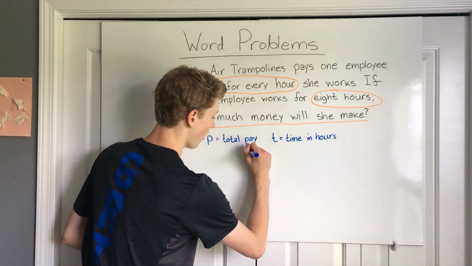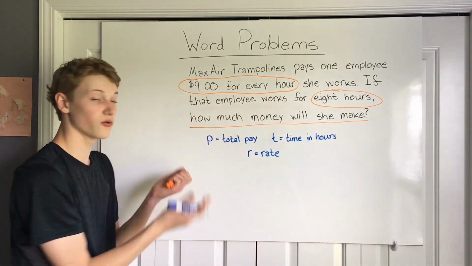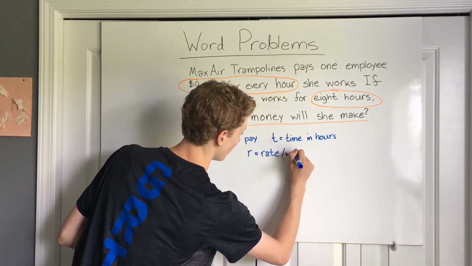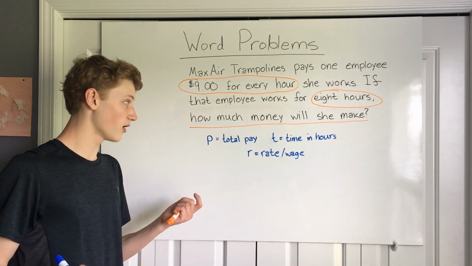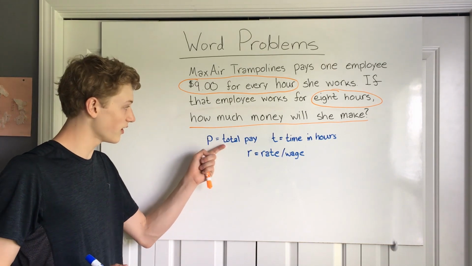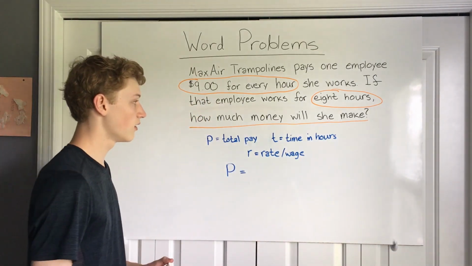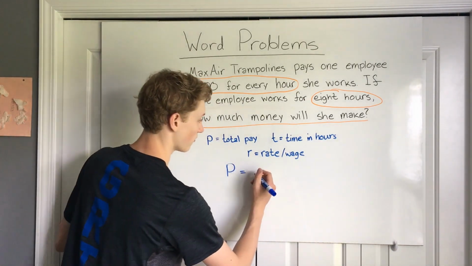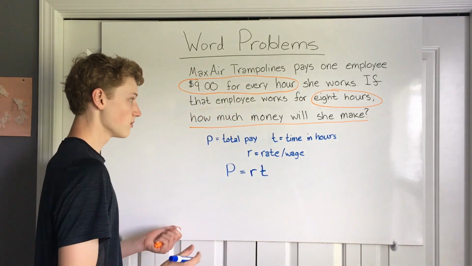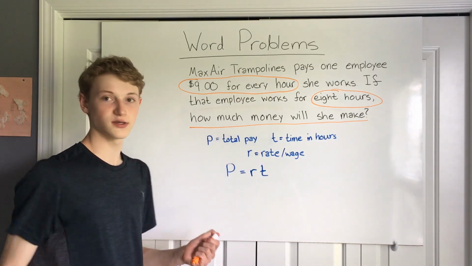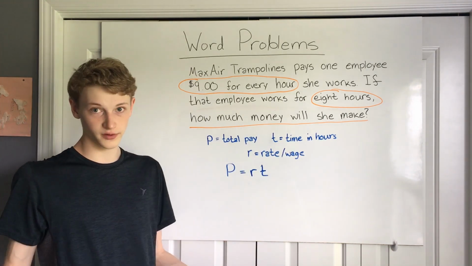Finally, we'll use R to represent the rate. And this is just their wage. So I'll go rate/wage. It's how much money they make per hour. So now we're ready to set up a standard expression or equation that gives us how much money someone makes depending on the time that they work and the rate that they earn. And that makes sense because if the rate is in dollars per hour and I multiply it by time, hours are going to cancel out and I'm going to be left with dollars.